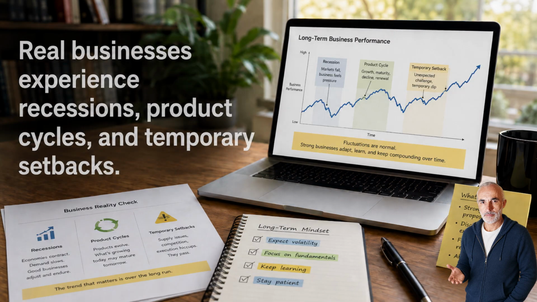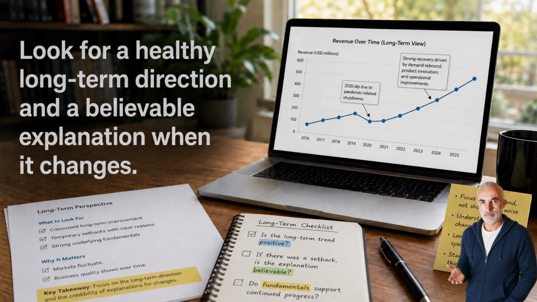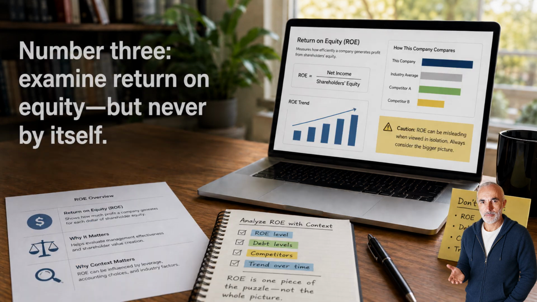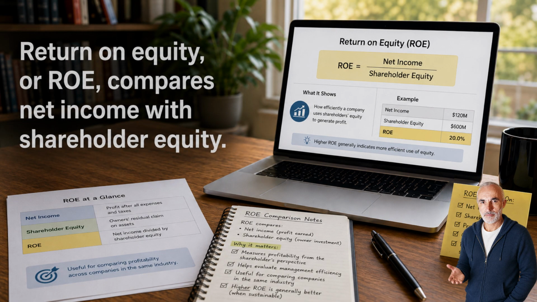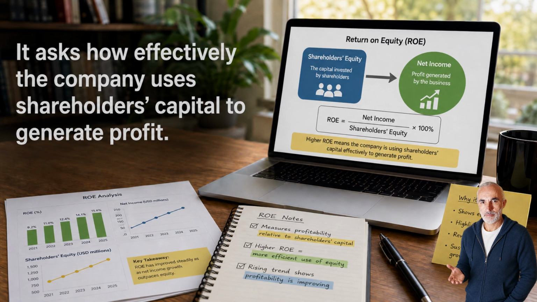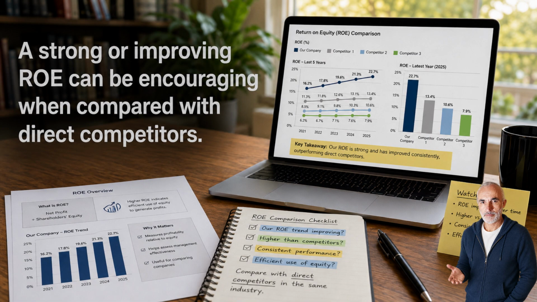Number 3. Examine return on equity, but never by itself. Return on equity, or ROE, compares net income with shareholder equity. It asks how effectively the company uses shareholders' capital to generate profit. A strong or improving ROE can be encouraging when compared with direct competitors. But high ROE is not automatic proof of a great business.